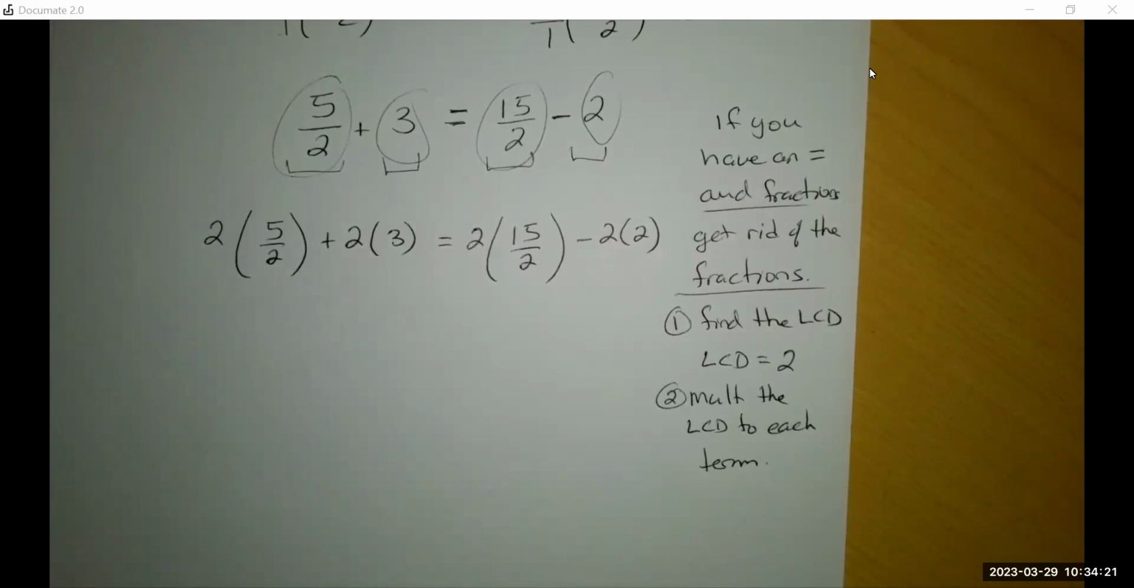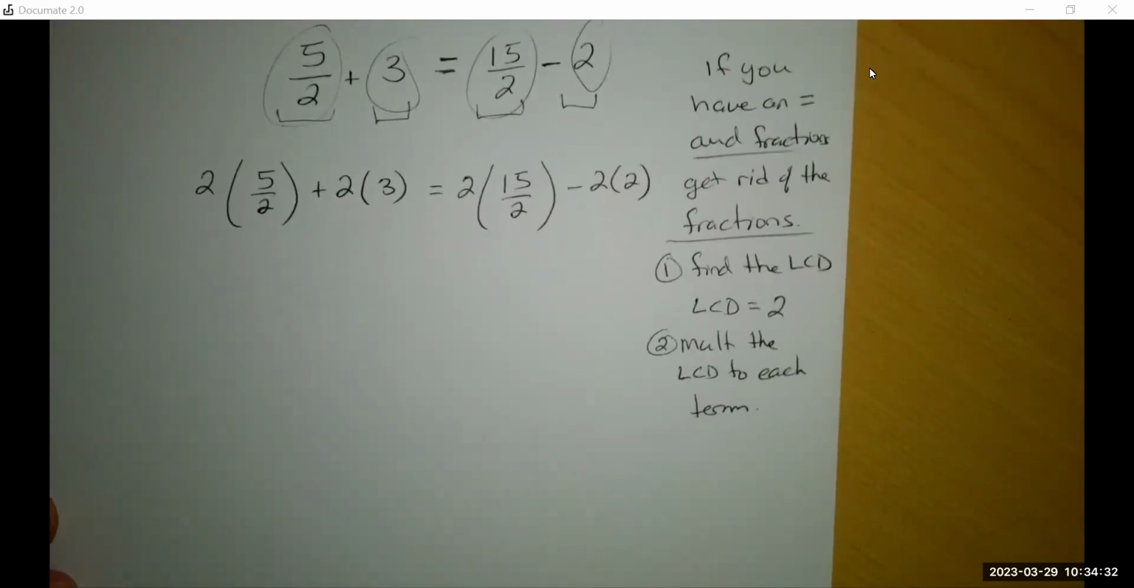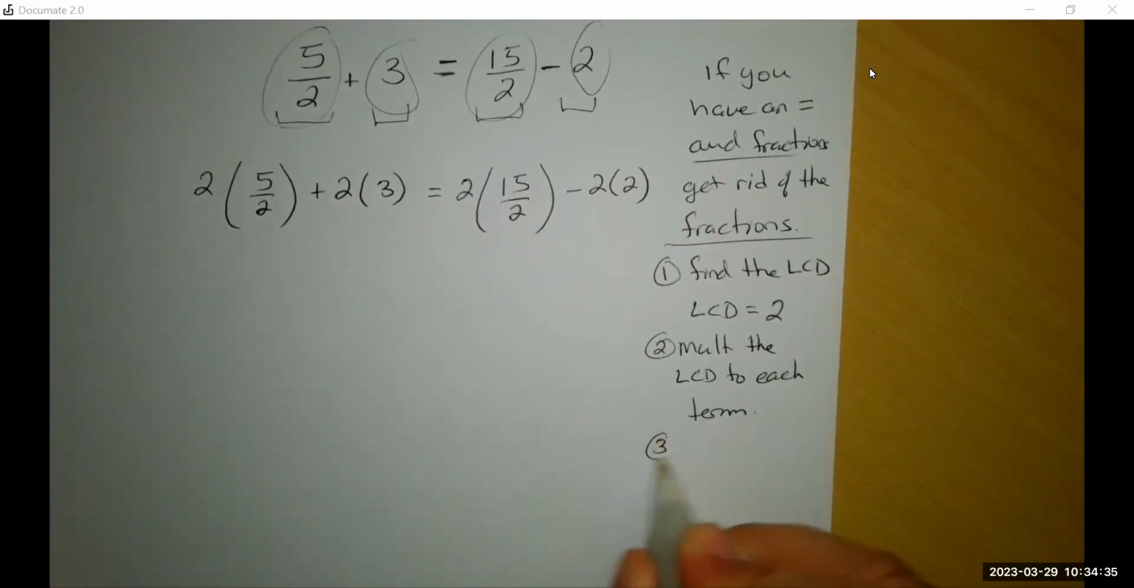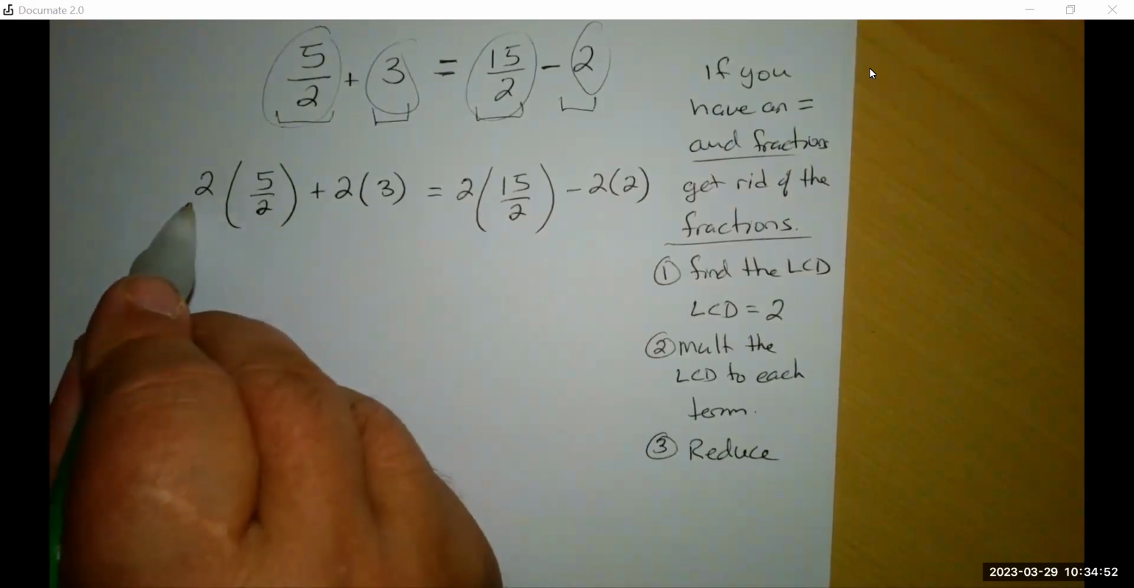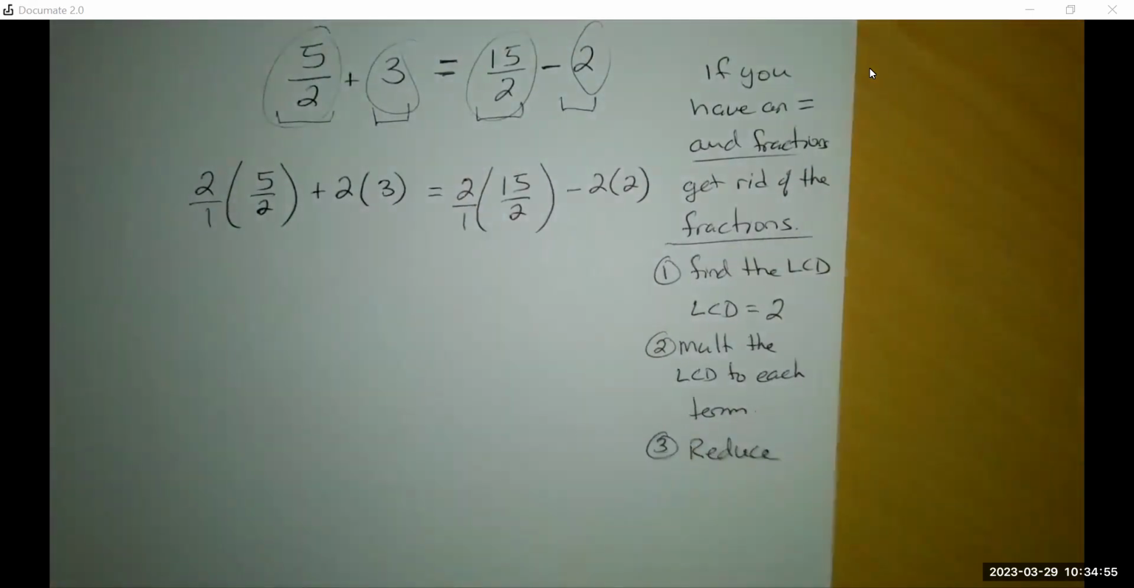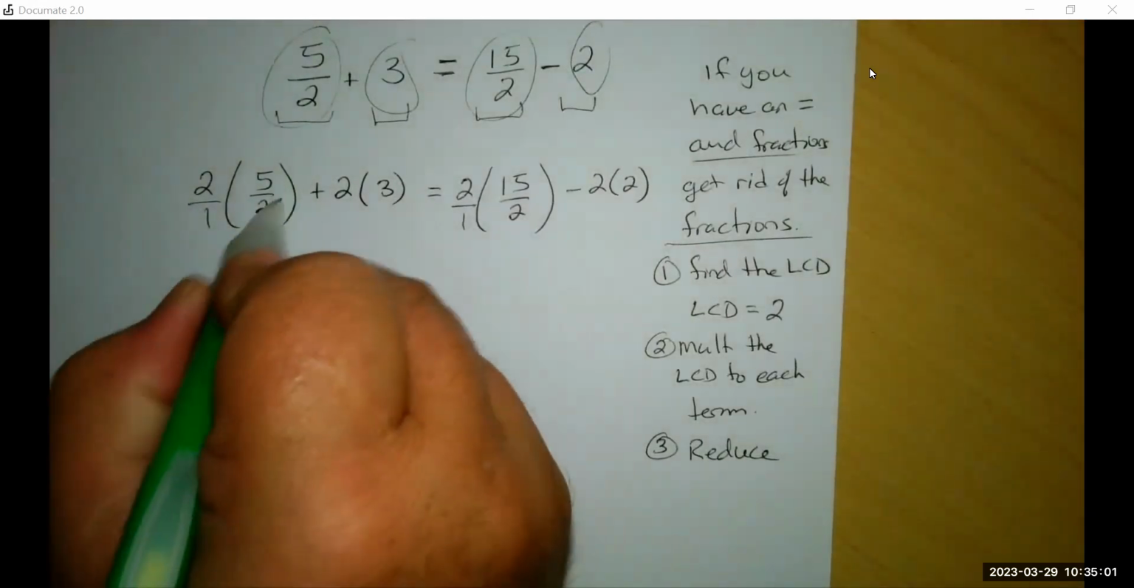So far, so good. First step, find the LCD. Second step, multiply the LCD, put it in front of each term. Third step, don't multiply just yet. Now, whenever you have fractions, reduce. Cancel what you can. Can anything cancel across the board here? Remember, this one is 2 over 1, and that's 2 over 1. Can anything cancel in this first part? The 2's.